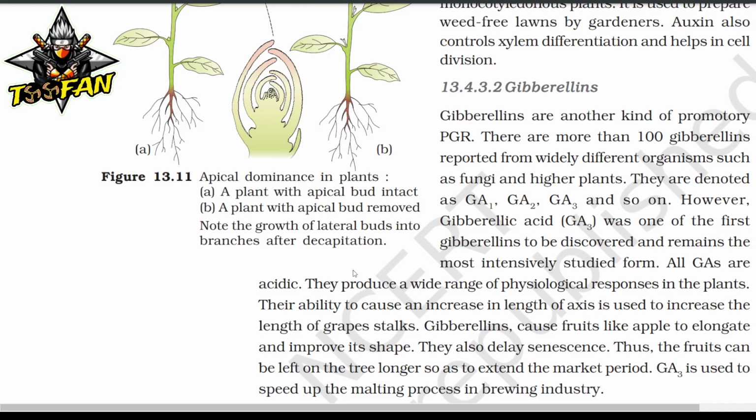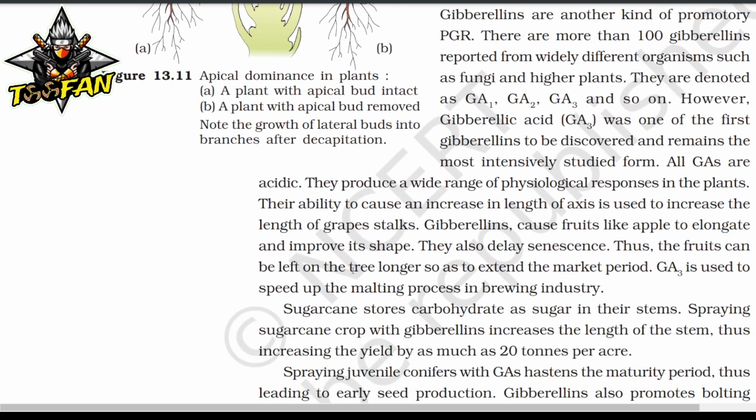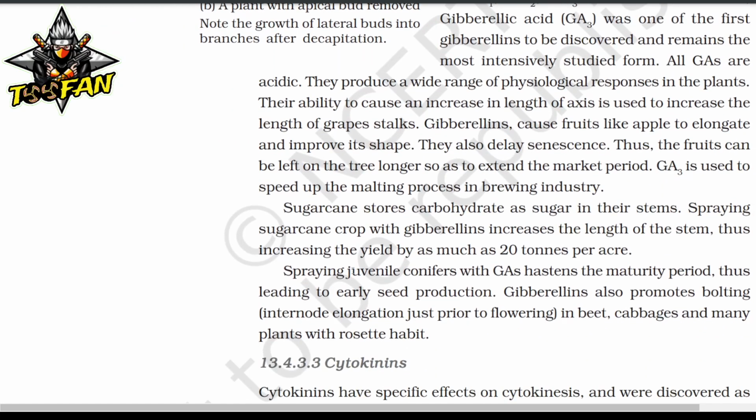All gibberellins are acidic. They produce a wide range of physiological responses in the plants. Their ability to cause an increase in length of axis is used to increase the length of grape stalks. Gibberellins cause fruits like apples to elongate and improve their shape. They also delay senescence. Thus, the fruit can be left on the trees longer so as to extend the market period. GA3 is used to speed up the malting process in the brewing industry. Sugarcane stores carbohydrate as sugars in their stems. Spraying sugarcane crops with gibberellins increases the length of the stem, thus increasing the yield by as much as 20 tons per acre.